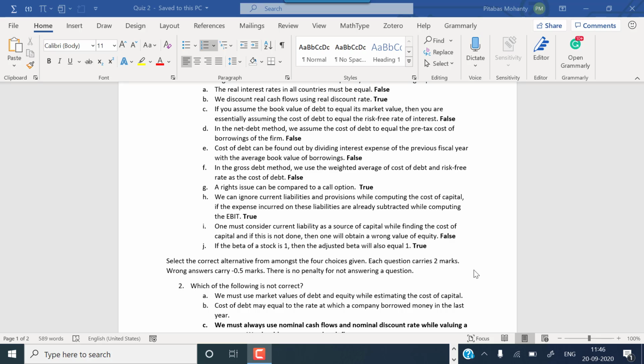Next is in the gross debt method, we use the weighted average cost of debt and risk-free rate as the cost of debt. No, in the gross debt method, we use just the pre-tax cost of debt as the cost of debt. A rights issue can be compared to a call option.